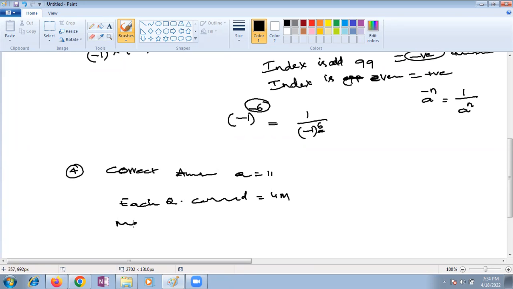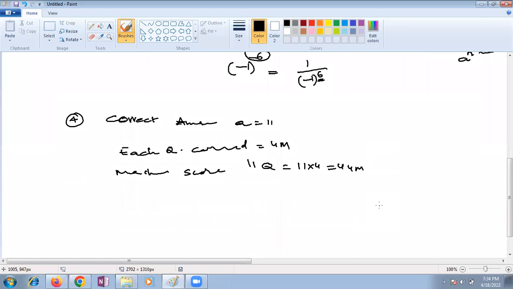Ma'am, 44 marks. Marks scored for 11 questions is 11 into 4, 44 marks. And to find the correct answers' marks, we have to multiply with 11. How many marks did the student score? Only 40 marks. But the total is 44 marks and he got 40 marks, so we have to subtract, ma'am.